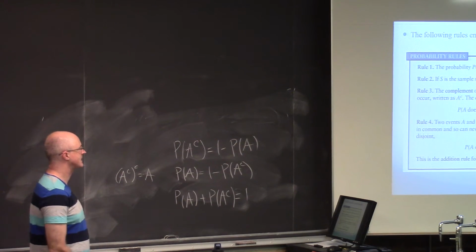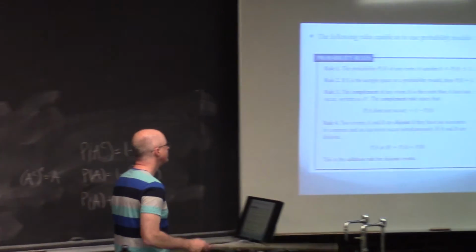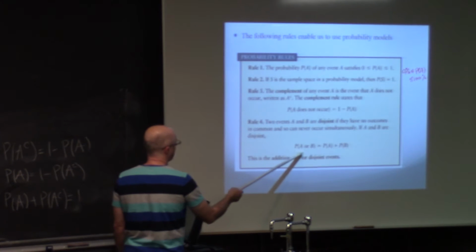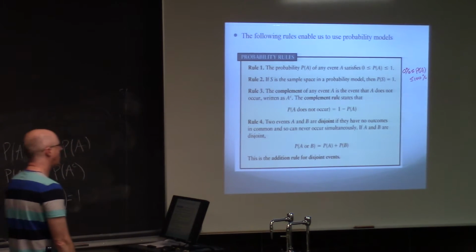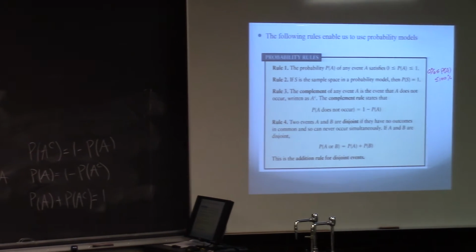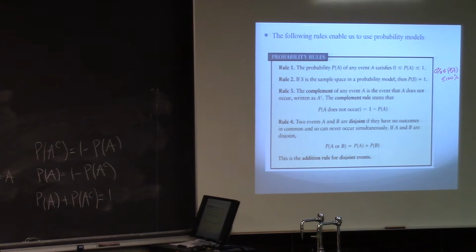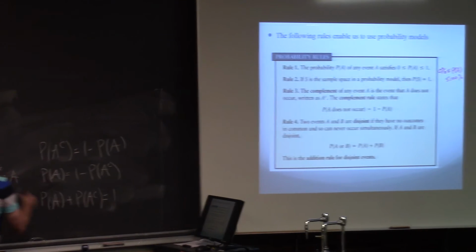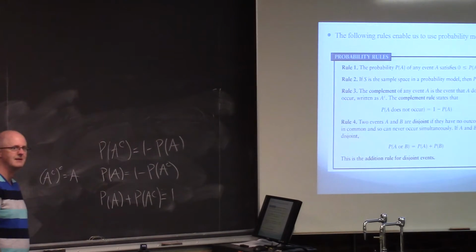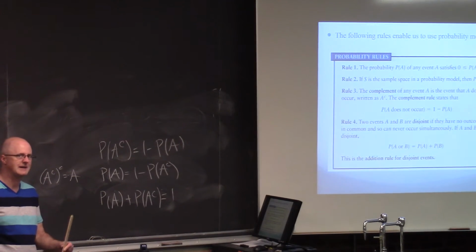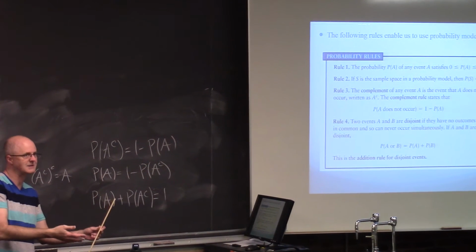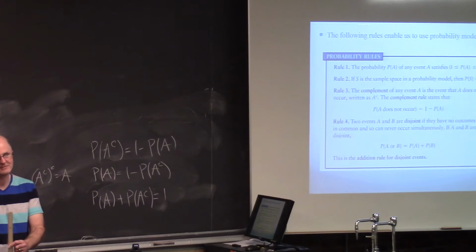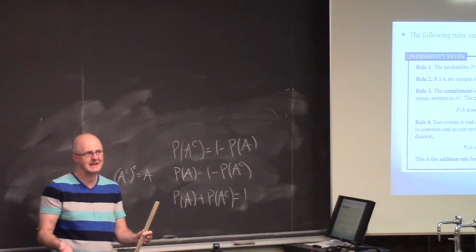Rule 4 says that if two events are disjoint, then to find the probability that one or the other occurs, you add their individual probabilities. Disjoint means they have no outcomes in common, so they can never occur simultaneously. For example, an event and its complement cannot occur simultaneously. If it rains tomorrow, it does not not rain tomorrow. If it doesn't rain tomorrow, it does not rain tomorrow. Okay? They can't occur at the same time.